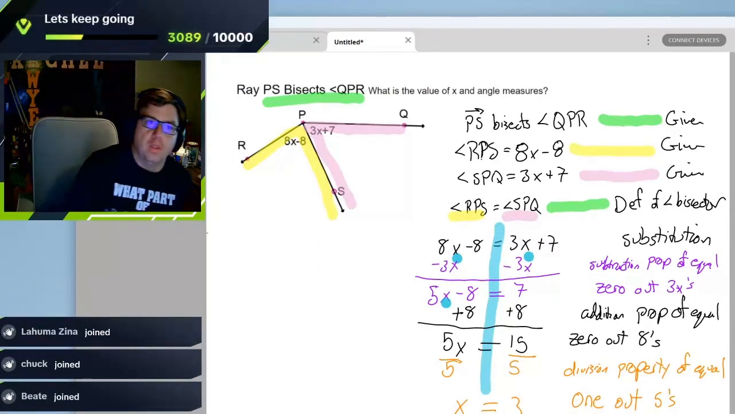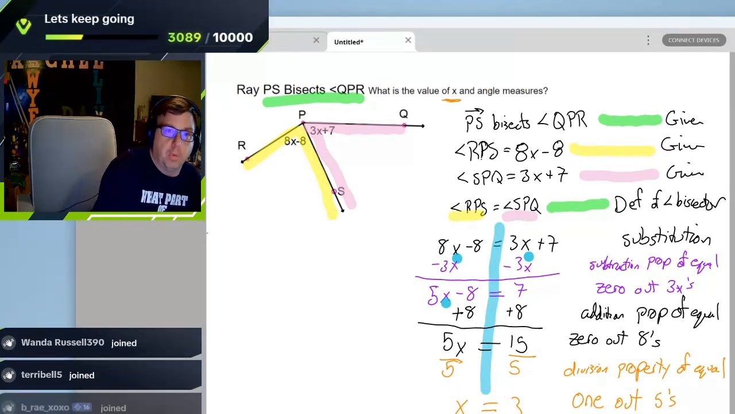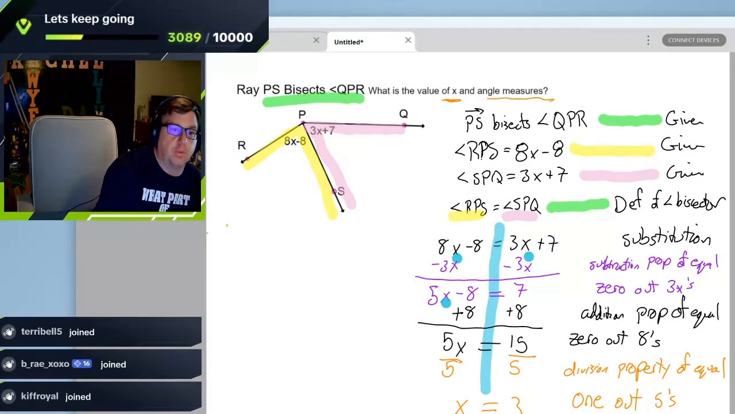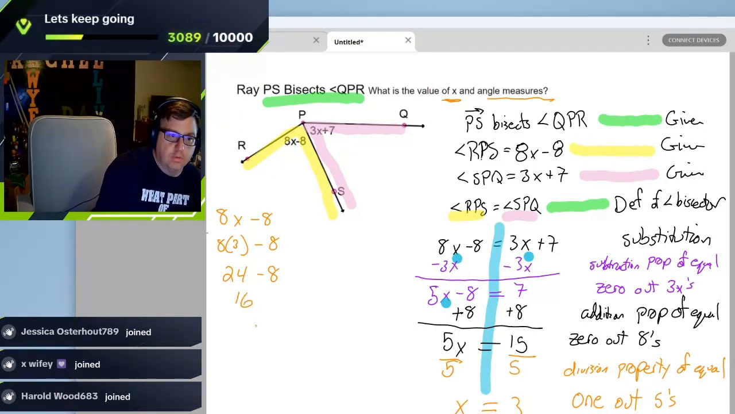And now, what is the value of x? Did we find x? Absolutely. X is 3. But then it also says, and the angle measures. So make sure you plug that 3 back in. 24, take away 8. 24 minus 4 is 20. And then subtract 4 more, and that should give us 16.